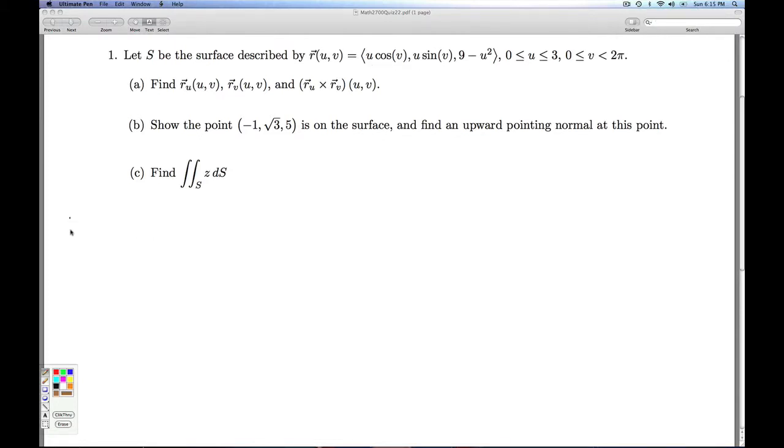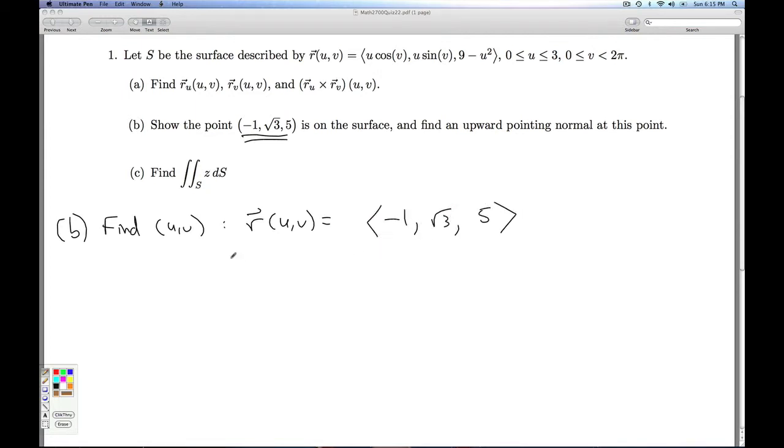Alright, for part B, we're first charged with the task of showing this point is on the surface. So how do I do that? Well, the way a point gets on the surface is there's a value of u and v whose x, y, and z components match the x, y, and z coordinates here. So in other words, I need to find a u and a v in this range of numbers so that r(u,v) is negative 1, square root 3, 5. So let's write down what that means.